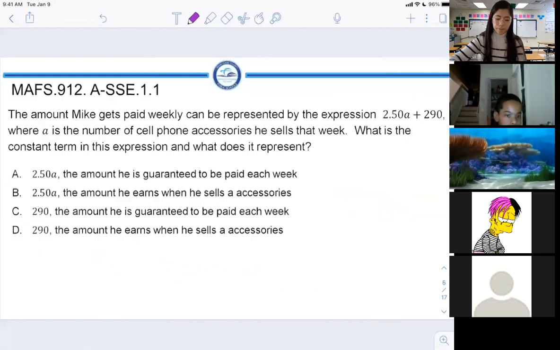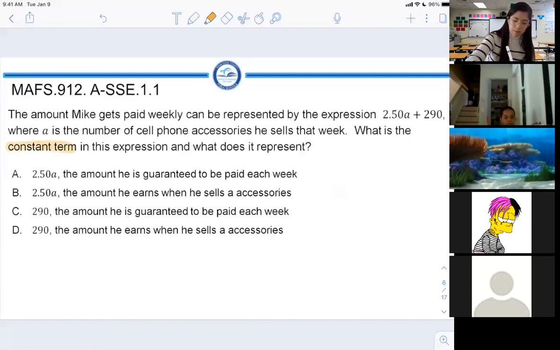All right, number 3. The amount Mike gets paid weekly can be represented by the expression 2.50A plus 290, where A is the number of cell phone accessories he sells that week. What is the constant term in this expression, and what does it mean? Ooh, so here's a vocabulary word. Constant. What is the constant? If I have an expression, what is a constant?